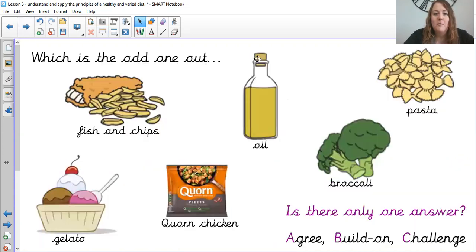Okay, so moving on today then. Let's just have a look at these few bits of food here. We've got fish and chips, gelato, corn chicken, oil, broccoli, and pasta. Which one do you think is the odd one out? Is there only one answer? Again, in school, we would agree with each other or build on or challenge each other. At home, it's slightly different. But is there only one answer, or can there be lots of different reasons for each different one being an odd one out? Just something to think about.